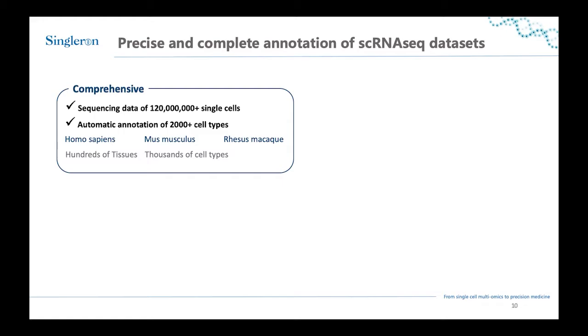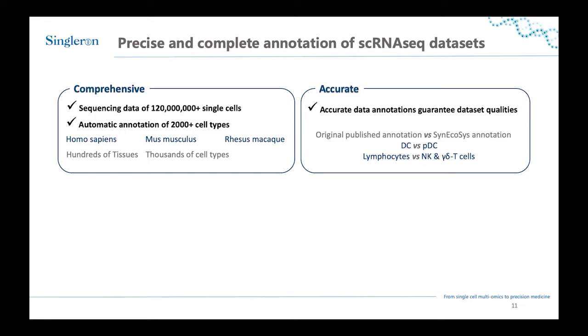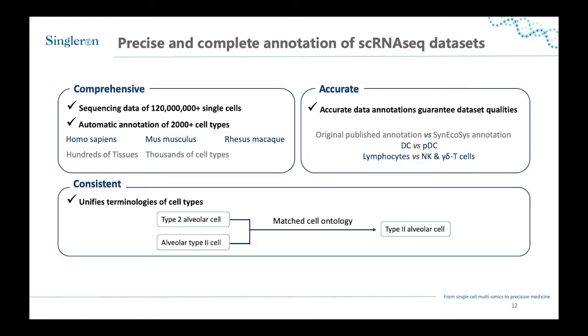We have a lot of experience with cell annotation. We have sequenced millions of single cells, and we are able to automatically annotate over 2,000 different cell types in human, mouse, and non-human primates, which are the data sets that we have in SynEcoSys. Our annotation is quite accurate. We usually either have a one-to-one match with the original published work, or we are able to identify subtypes of a larger cell population. It's also important to note that we unify the terminologies of cell types, so it's easy for you to compare different data sets.